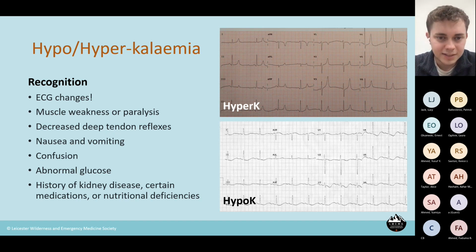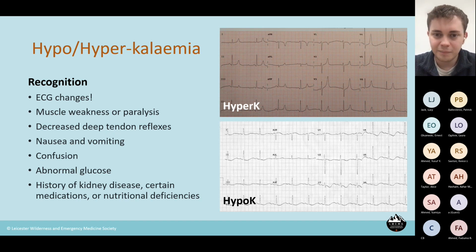Widened QRS complexes, conduction blocks as well, so things like bundle branch blocks are quite common. And as the hyperkalemia gets worse, the QRS complexes and the T waves can combine together and fuse, and they create a kind of sine wave pattern going up and down, which is referred to as a pre-terminal rhythm. So that's suggestive of impending VF. So it's important to recognize that quickly.